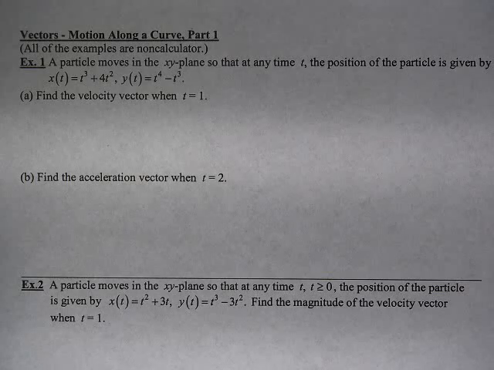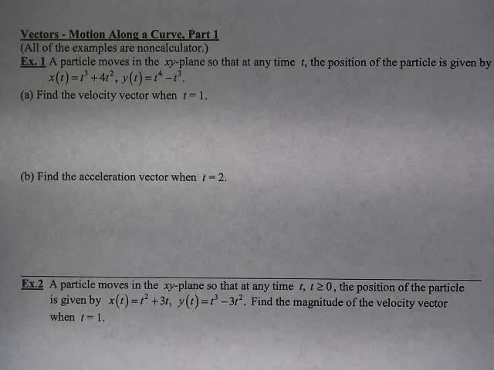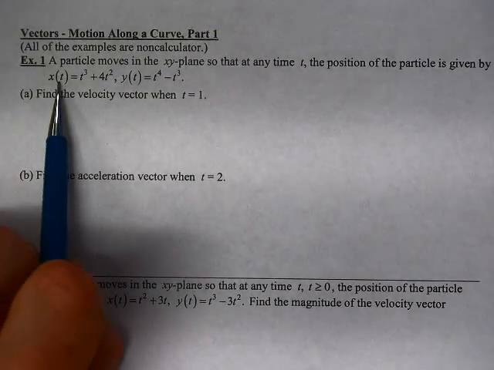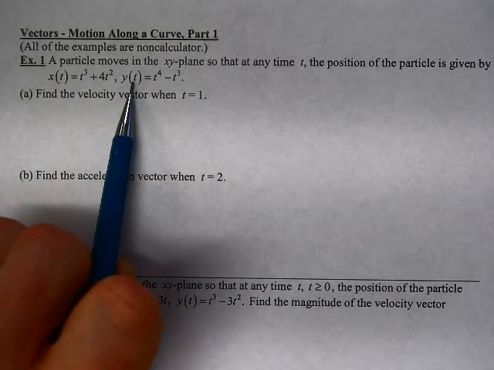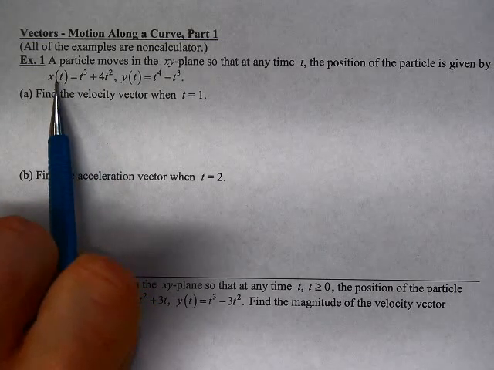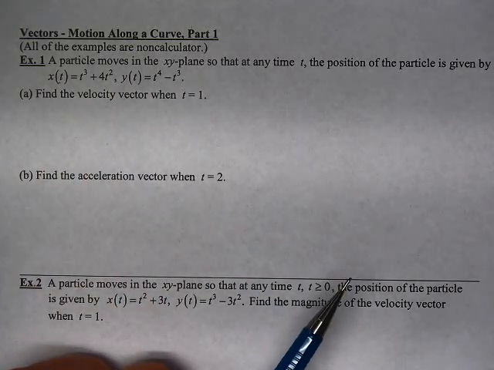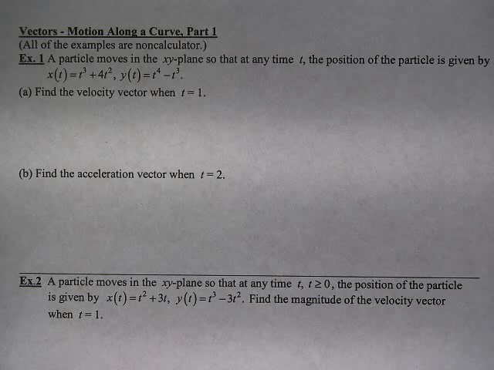So vectors are frequently used to describe motion. We're going to talk about using vectors to describe motion along a curve. When we do this, as far as calculus is concerned, they're usually pretty easy problems. The only difference is that the x position and the y position, the horizontal position and the vertical position, are dependent upon t. One isn't dependent on the other, they're both dependent upon time.